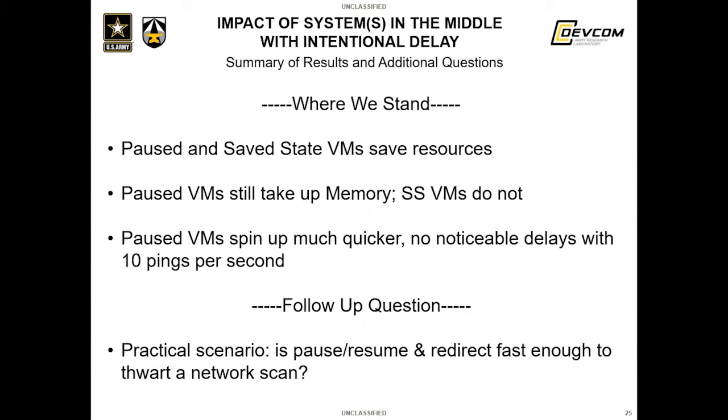So to summarize what I've shown so far, we know that we can save resources by instantiating honeypots in an ad hoc way, and we know that there are trade-offs depending on which approach we use. So next we want to know if Cdes can swap and instantiate, in particular using pause resume, fast enough to thwart a real network scan using the Nmap tool.